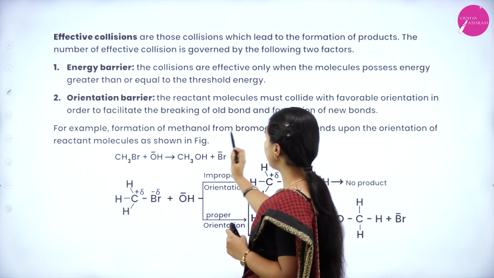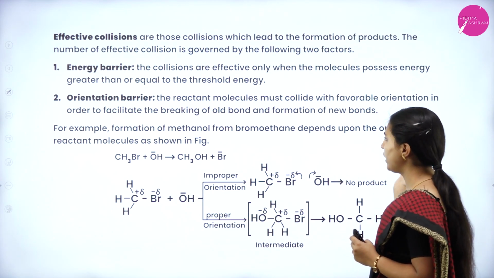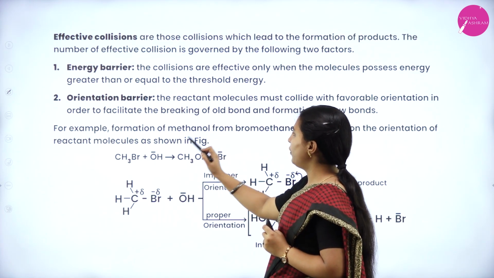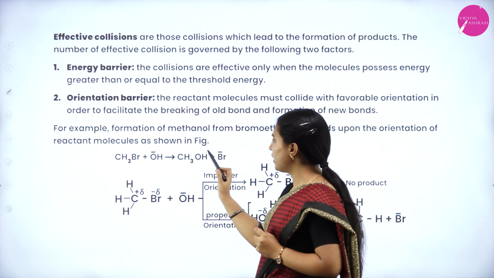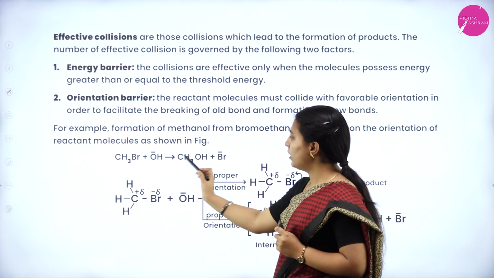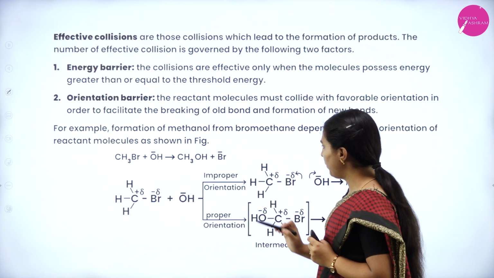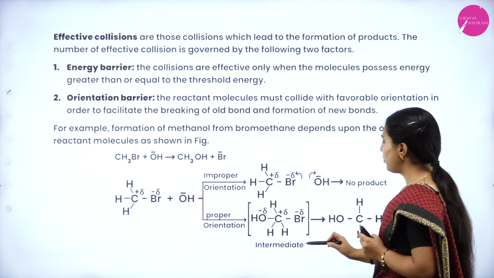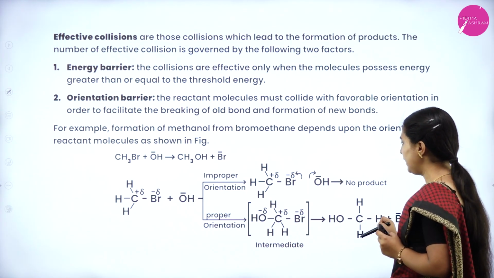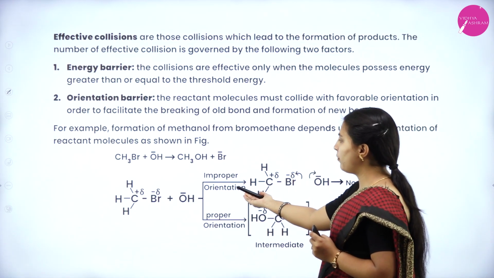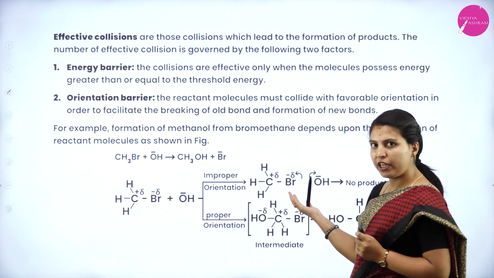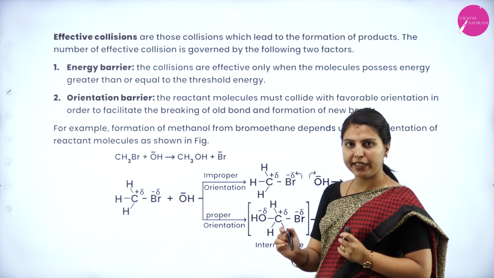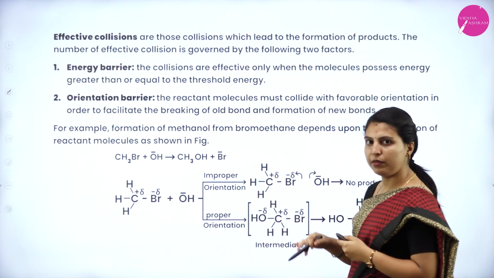For example, formation of methanol from bromoethane depends upon the orientation of reactant molecules as shown below. See here, bromoethane reacting with alcohol gives rise to methanol plus bromine. Here the delta plus and delta negative are shown; this is an improper orientation and this is a proper orientation. In the proper orientation, an intermediate will form, later it will form the product. Whenever improper orientation is there, it will not form the intermediate, and it will not form the product either. So, we have to have the proper orientation to form a product as well as the intermediate in between.